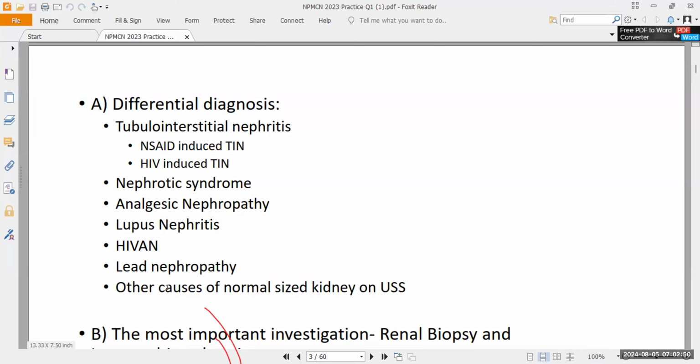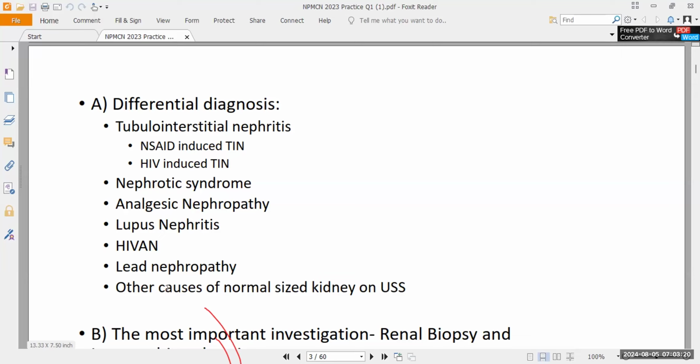So other differentials will include nephrotic syndrome because she has nephrotic range proteinuria, and then absence of hypertension. The use of NSAID will also be implicated in some forms of nephrotic syndromes, like the minimal change disease and the membranous glomerulopathy. So my third differential is analgesic nephropathy because of the chronic NSAID use.